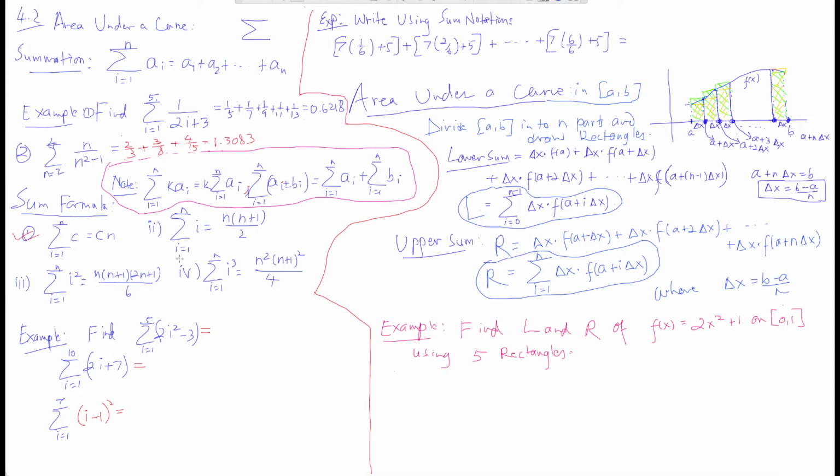Formula number 2 is the sum of i. That means you plug in 1, plus, plug in 2, plus, plug in 3, so it is 1 plus 2 plus 3 plus 4 plus 5 plus 6, and so on up to n.